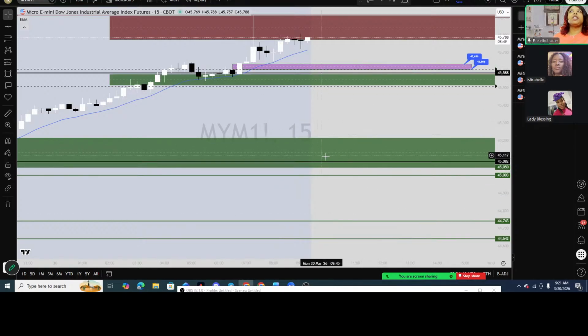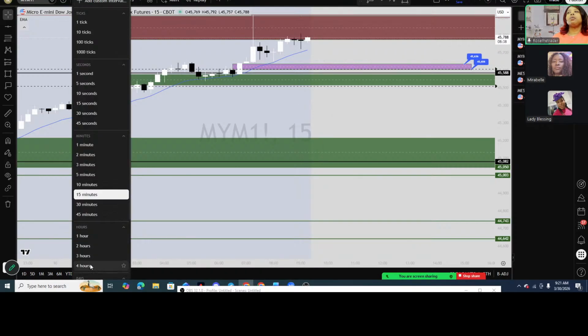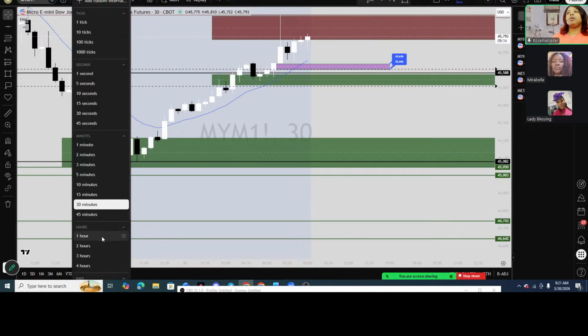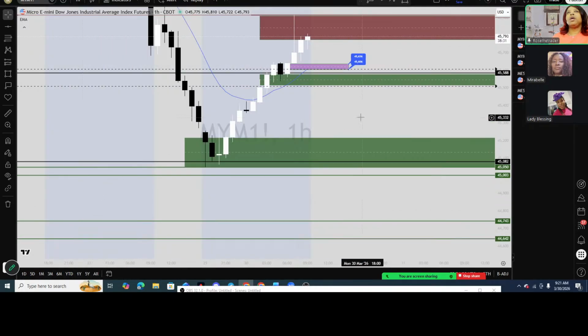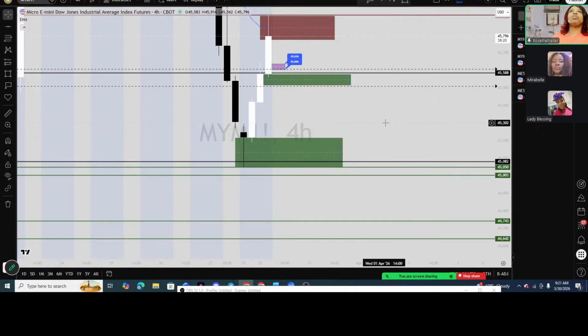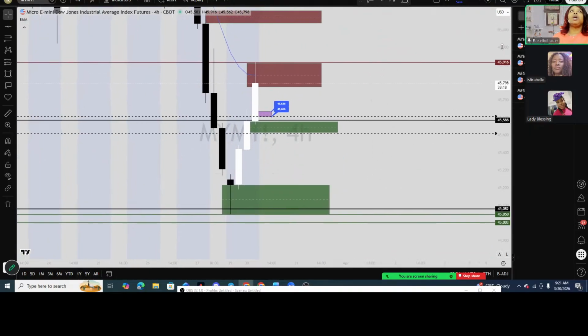So our thesis, especially for MYM, is short, right? Because it's only on the 15 minutes that price is above the 13 EMA. On the 30 minutes, price is above the 13 EMA. On the 1 hour, price is above the 13 EMA, which shows buy side, but from 4 hours price is below. So it all depends how you want to take it, but we've been on a downtrend all this while.